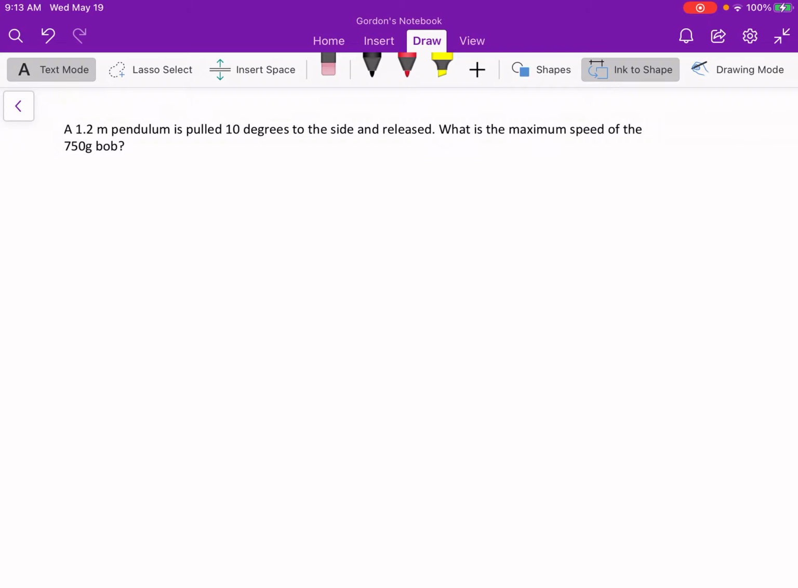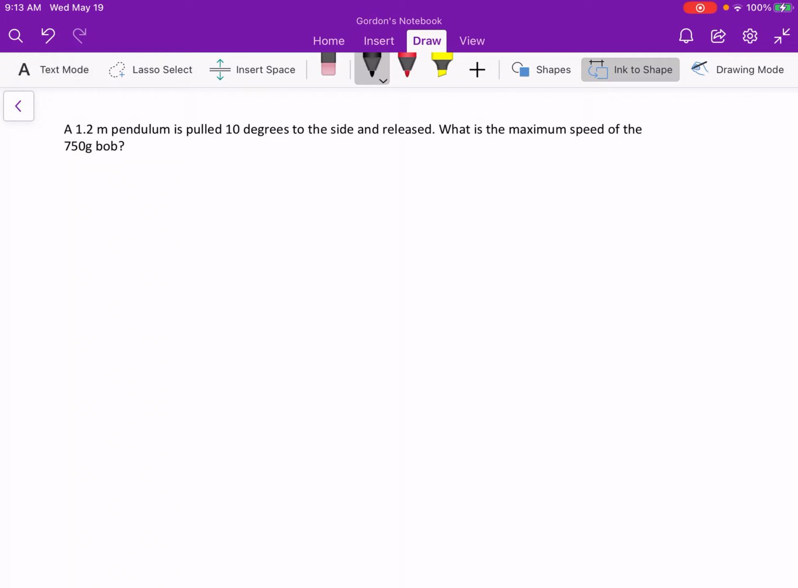All right, so we'll look at one more example here, this one involving a pendulum, and we're going to figure out the maximum speed. In this case, we're looking for the maximum speed of the end of the pendulum, the 750 gram bob at the end of the pendulum. So we've got a 1.2 meter pendulum, it's pulled at 10 degrees to the side and released, and we want to know what is the maximum speed.